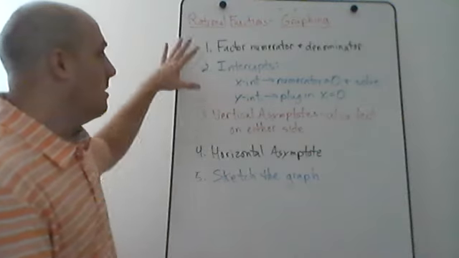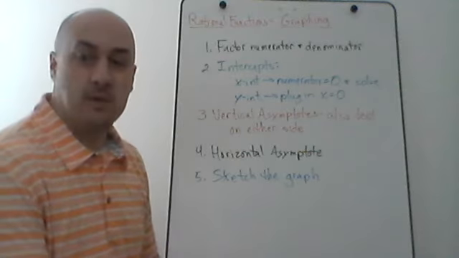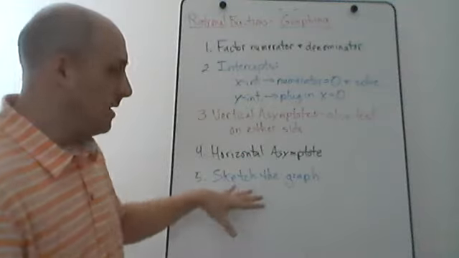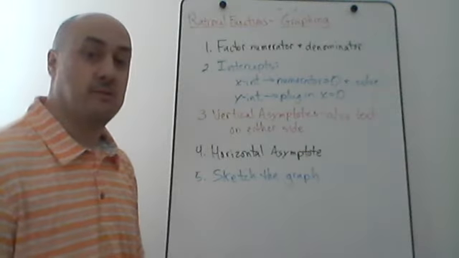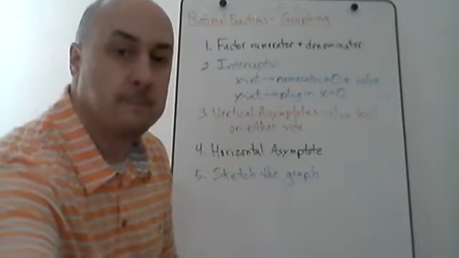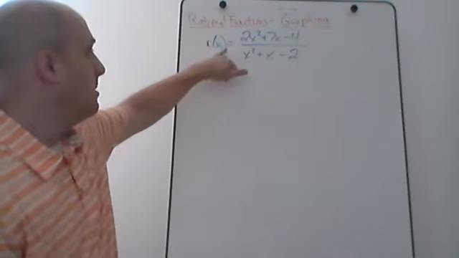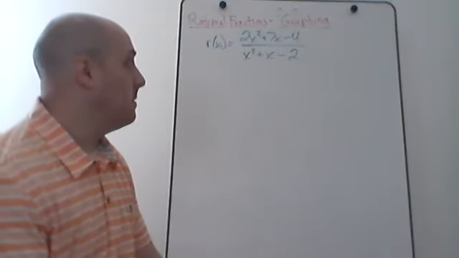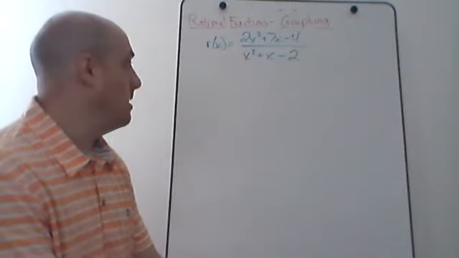All right, so those are our basic steps. I'll put up the example here, and then we will, like I said, go through each of those steps and sketch the graph of a rational function. All right, so here's the example. We're going to graph r of x equals 2x squared plus 7x minus 4 over x squared plus x minus 2.